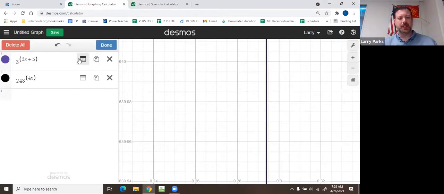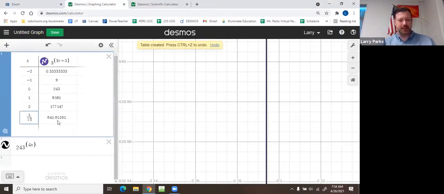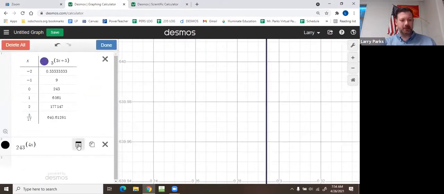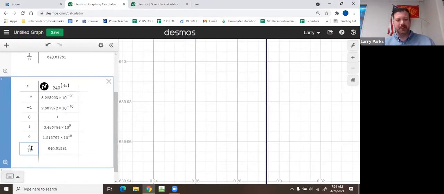And we could go to a table and just confirm. If I type 5/17 in there, I get 640. And if I put here a table and I put 5/17, I also get 640. Okay. So in this case, it was probably better to solve algebraically.